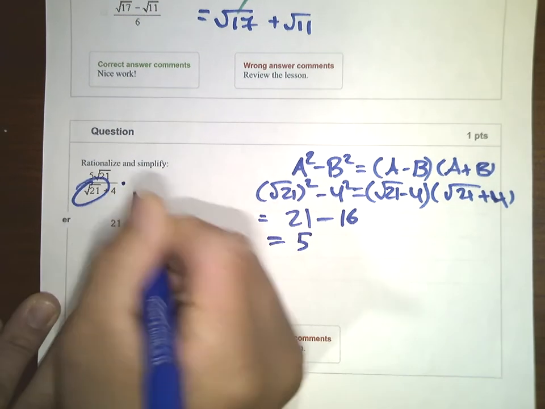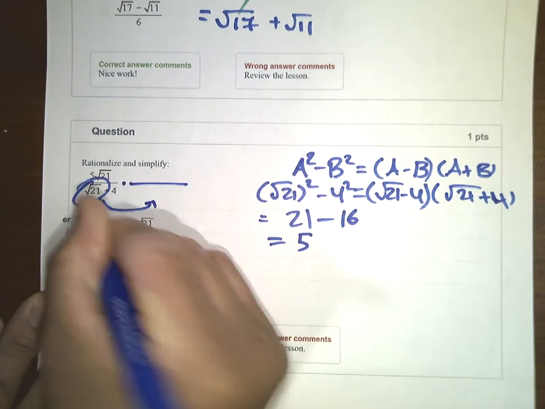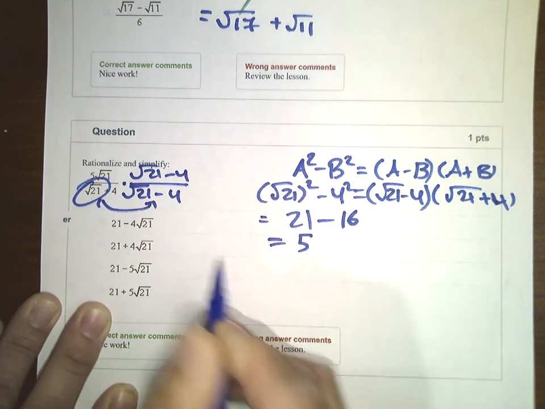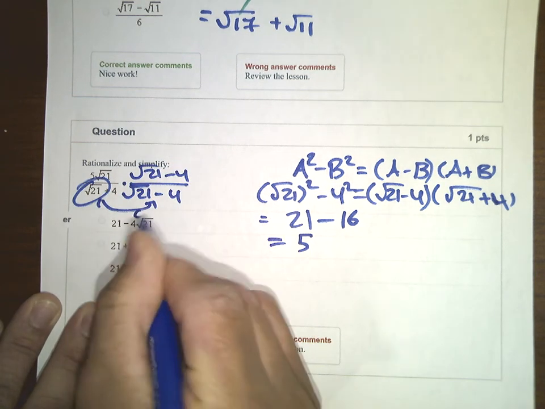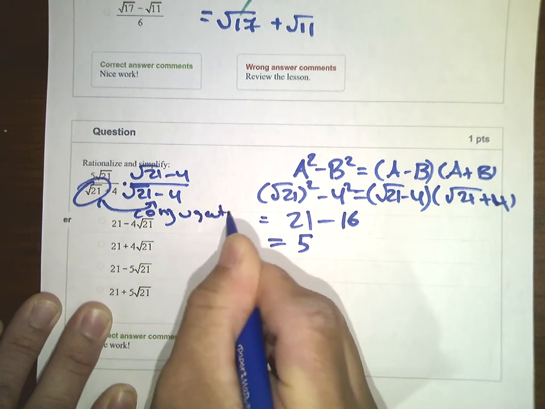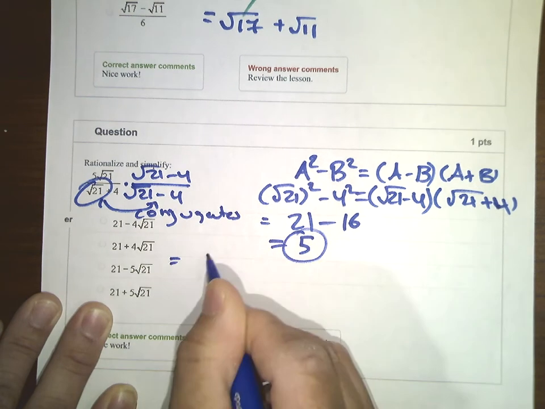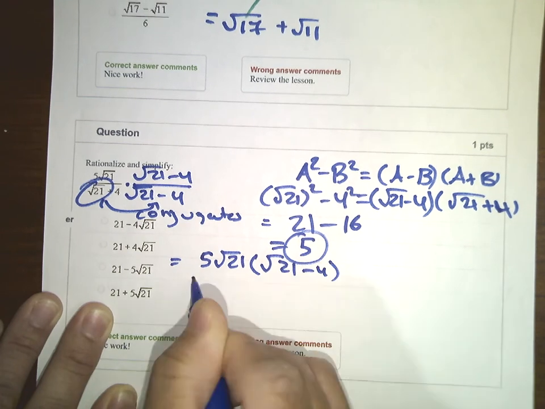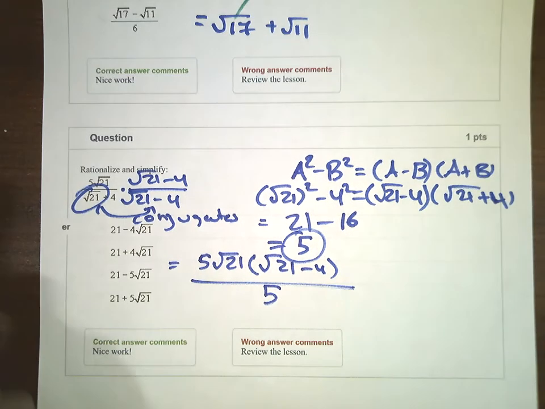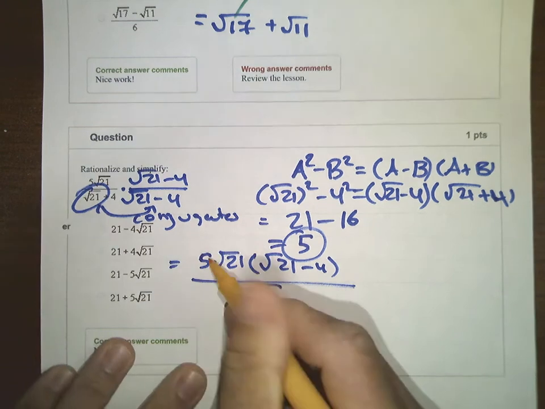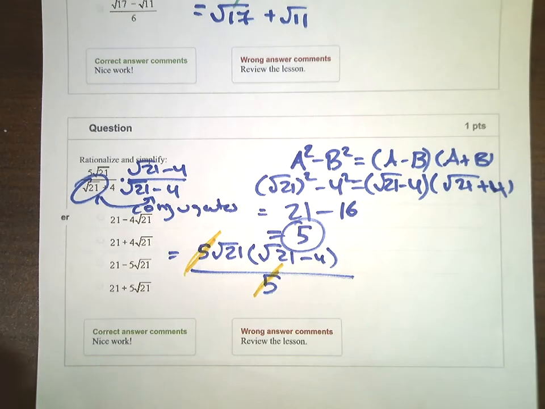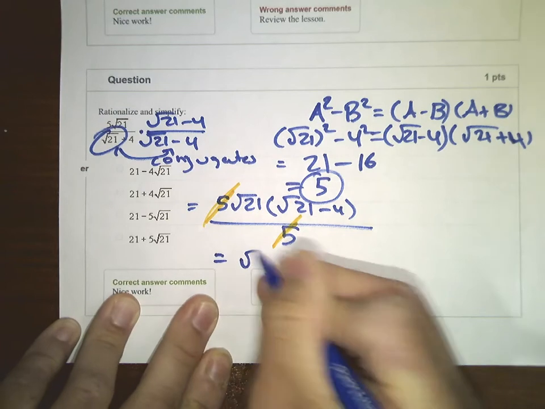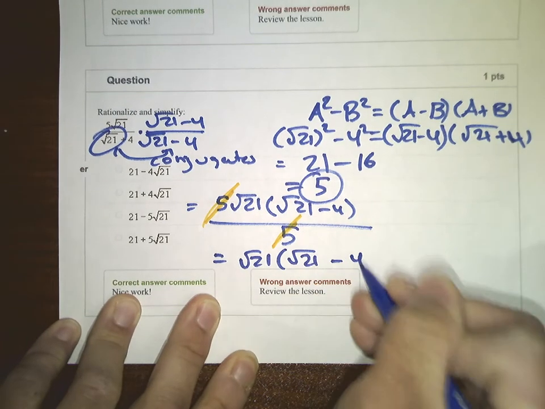So what do we have here? Well, I'll multiply by the conjugate. So square root of 21 minus 4, square root of 21 minus 4. And so we see that the denominator here, we just multiplied out and got 5. So we have 5 square root of 21 times square root of 21 minus 4 all over 5. And similarly to the last example, the 5s will divide out. So we don't even have a denominator here anymore. So we have the square root of 21 times the square root of 21 minus 4.